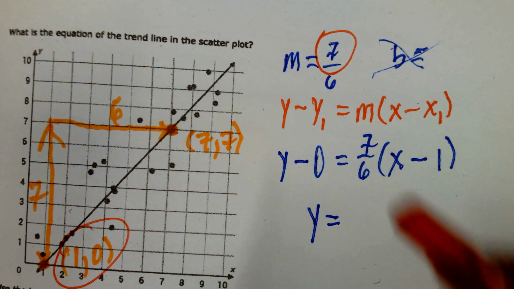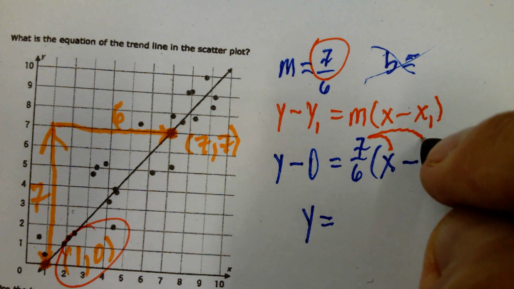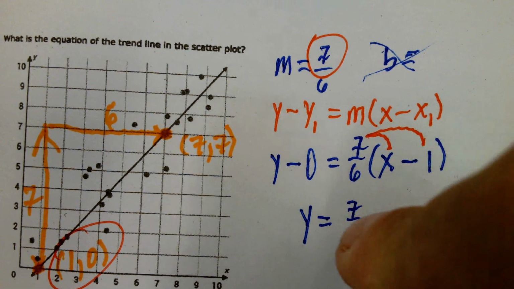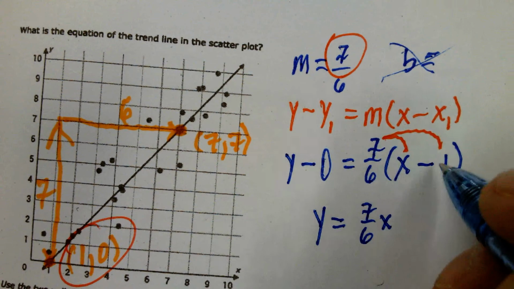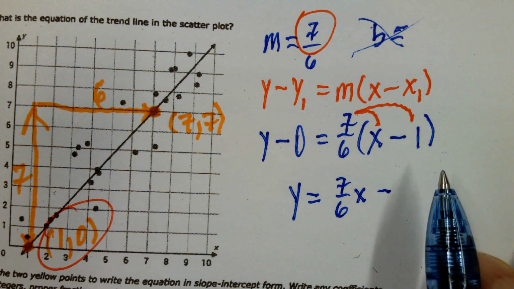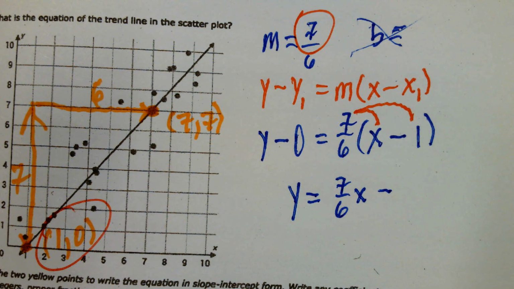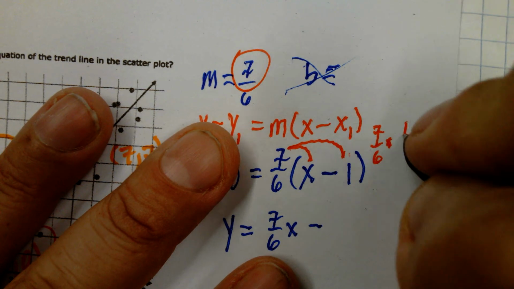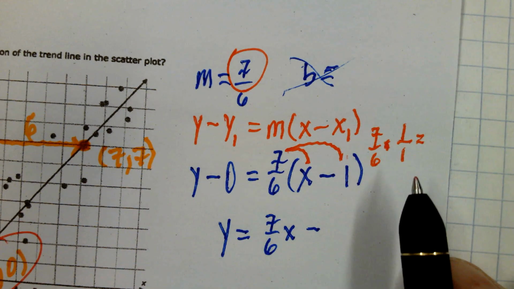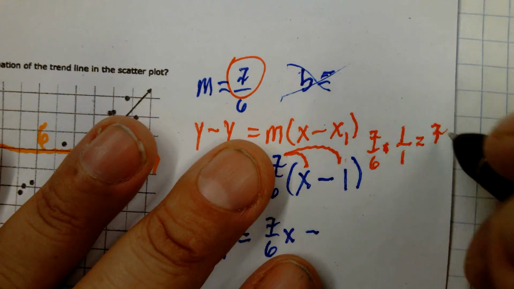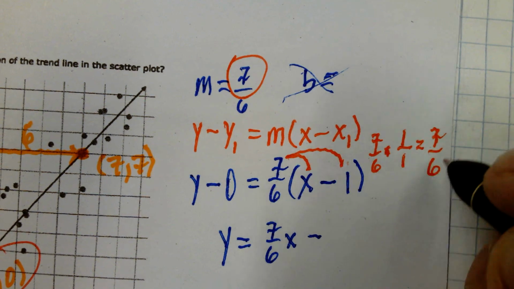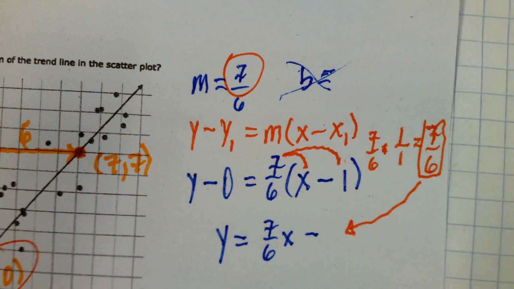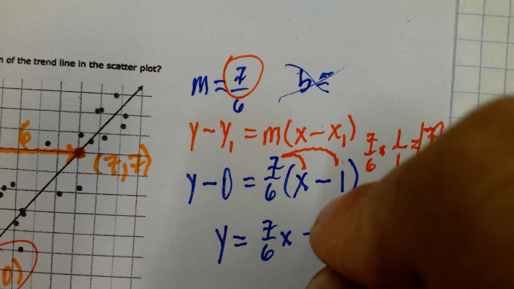Y equals, now we have to distribute and multiply through. So this is going to be 7/6 times x, right? 7 over 6 x. And then positive times negative is negative. And now imagine this was a number other than 1. We're going to have to do a little side math. 7 over 6 times 1 over 1. And then let's multiply. 7 times 1 is 7. 6 times 1 is 6. So we get 7/6. And that's what's going to go here. Y equals 7/6x minus 7/6.